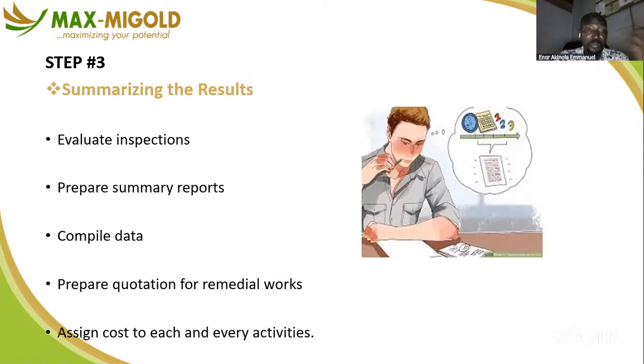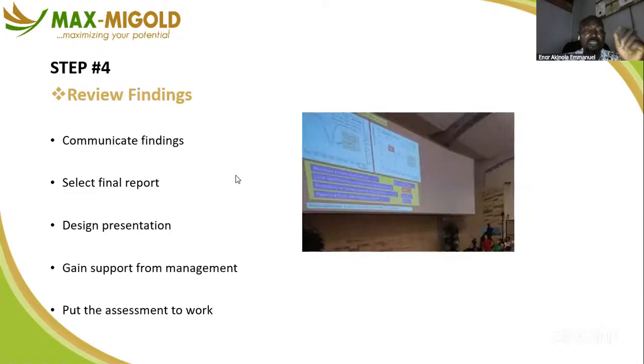Summarize the result, evaluate the inspection, prepare the report, compile data, prepare quotation for remedial work, and assign cost to each and every activity. Then when you have done that, communicate your findings to the top management, do your final report, and present your report to the management team.